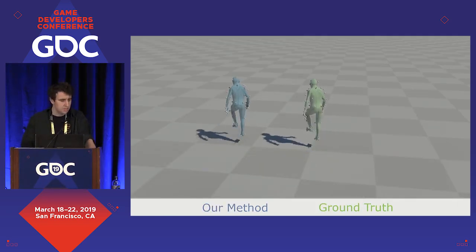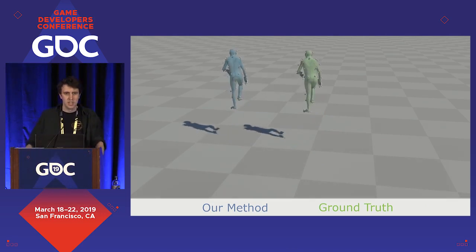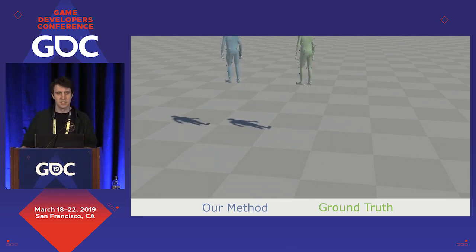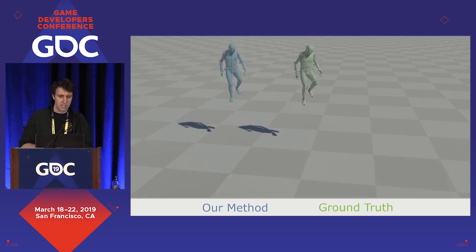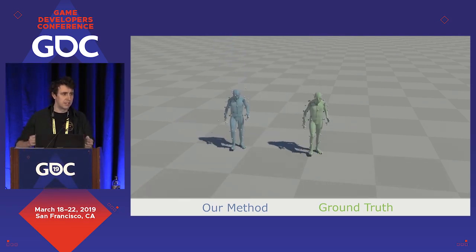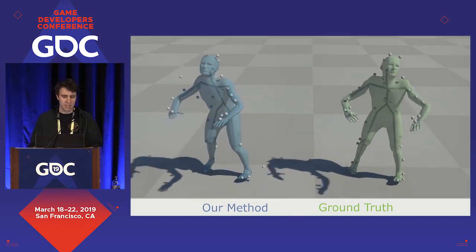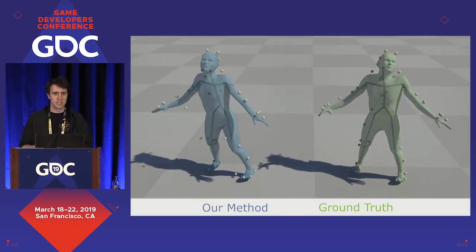So we also wanted to stress test the method. Here the blue character is having his markers corrupted by the same corruption function we use for training. And you can see, even though these markers are going crazy and jumping around and being occluded like mad, the output skeleton is still pretty robust.